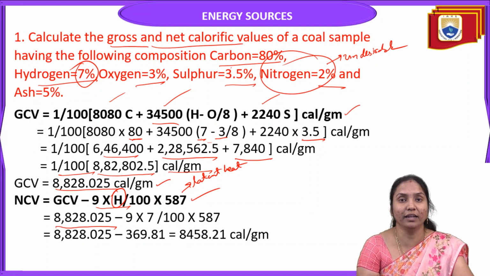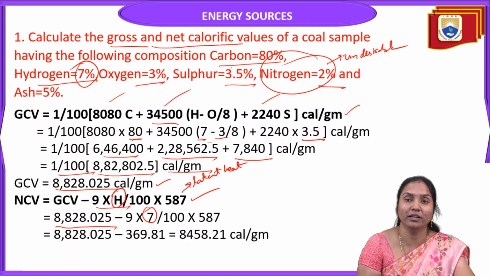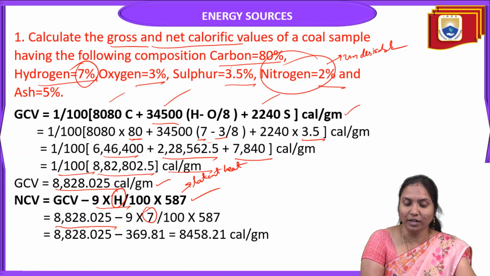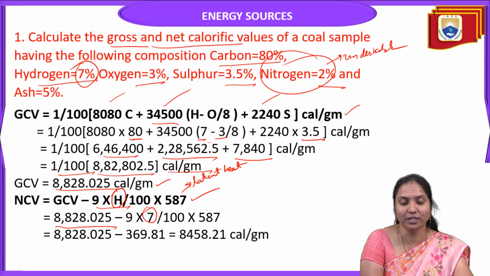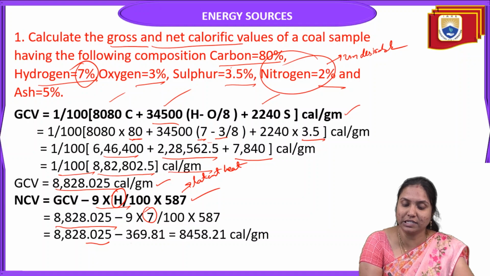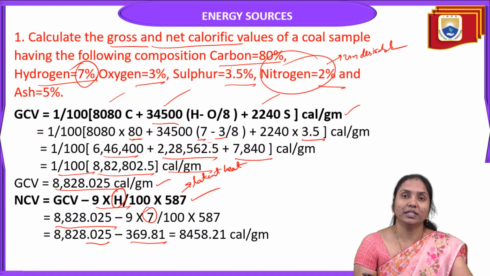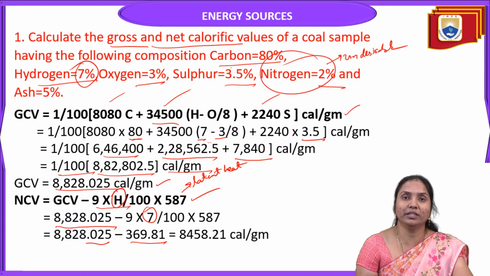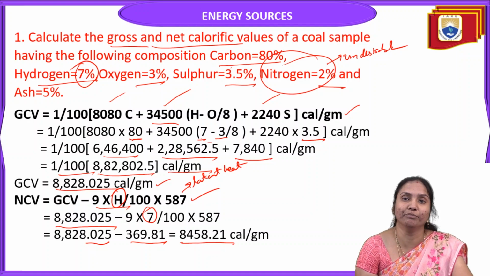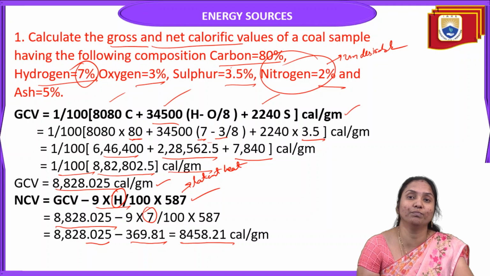8,828.025 minus 9 into hydrogen percentage, 7 by 100, into 587. So it's equal to 8,828.025 minus 369.81, which is equal to 8,458.21 calories per gram, the net calorific value of the given coal sample of fuel.